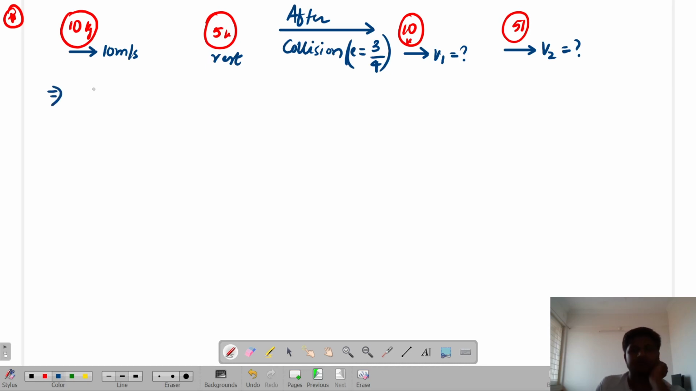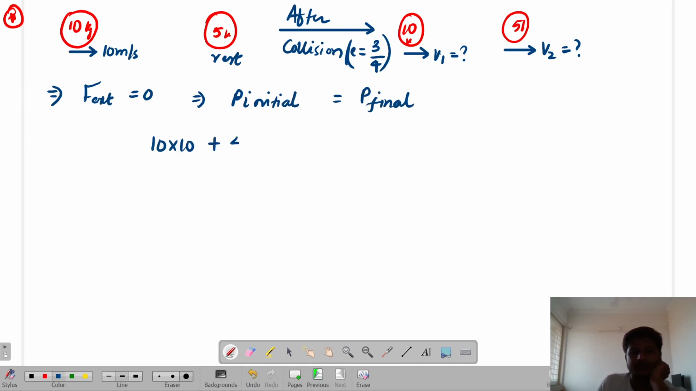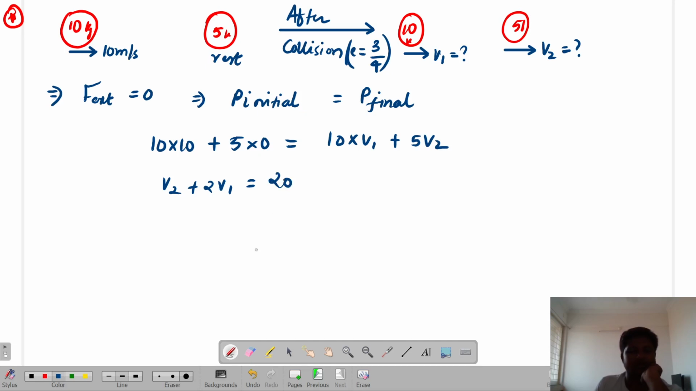अच्छा पहले तो we know that F external is exactly equal to 0. So whatever happens, initial momentum is equal to final. So that is 10 into 10 plus 5 into 0 is equal to 10 into V1 plus 5 into V2. So I can take 5 common. V2 plus twice V1 is equal to 200 by 5, that is 20. Are you able to get me or not?